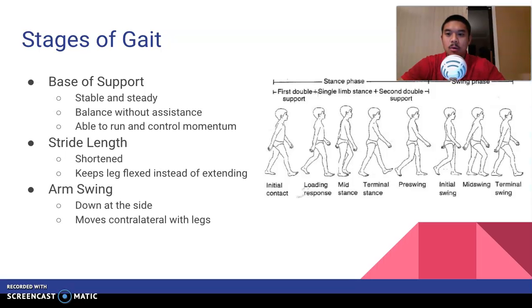Now in the video that was shown to us, the child had a stable and steady base. She was able to balance without assistance. She was able to run and control her momentum. Her strides were pretty short. She did not extend her legs. She kept the knees flexed, and her arms were not swinging too wildly. They were down at her side, and they moved contralaterally with her legs.